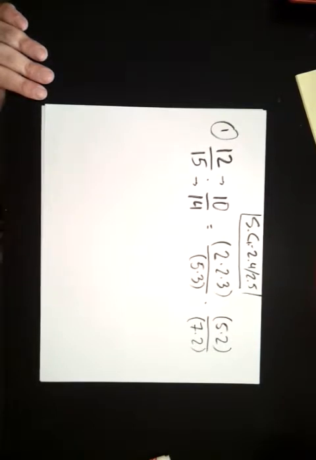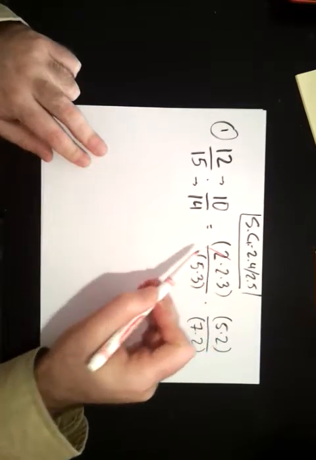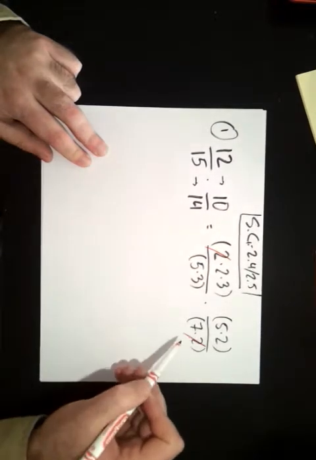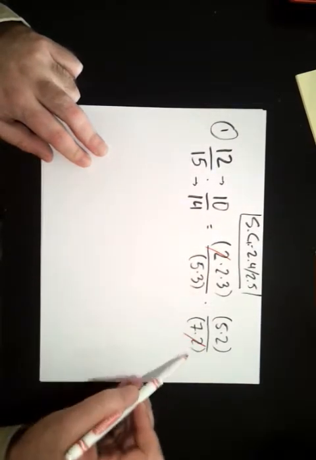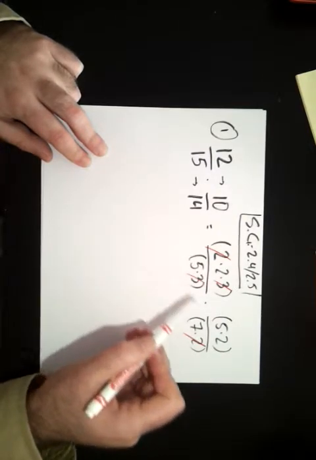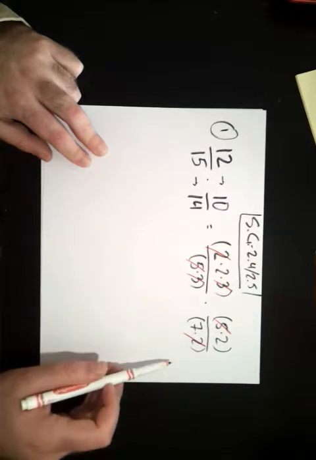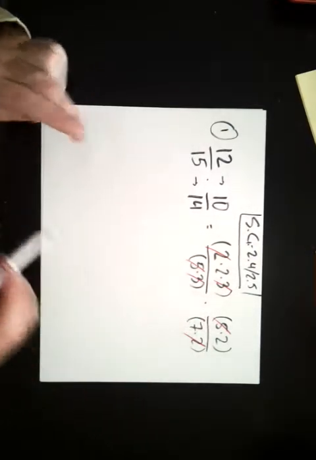I start to cancel, my favorite part here. I find any ordered pairs that are the same in numerator and denominator, and I cancel them out. I have a 2 here, I have a 2 here. I have another 2 here, but no more 2's down here. I have a 3 here, I have a 3 here. I have a 5 here, I have a 5 here. I have another 2 here, but no 2's down here. I have a 7 here, no 7's up there.